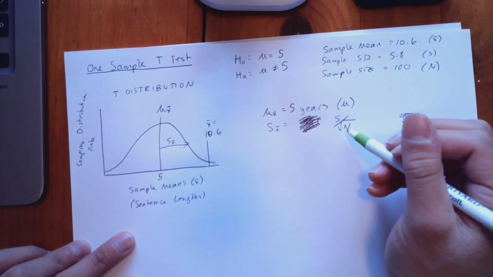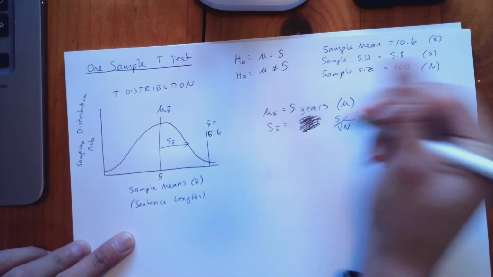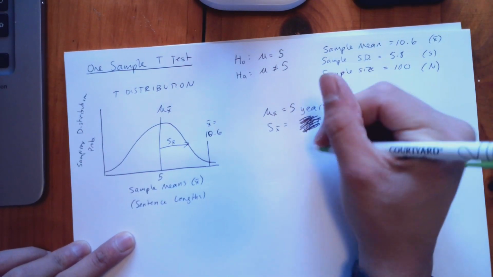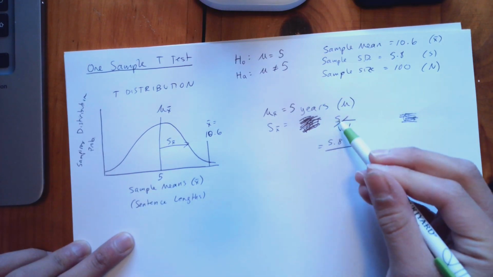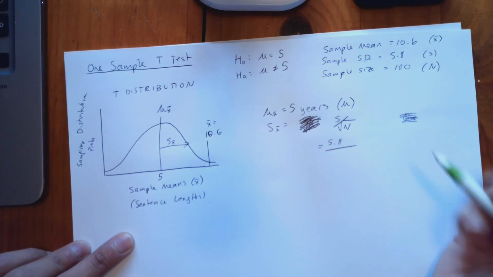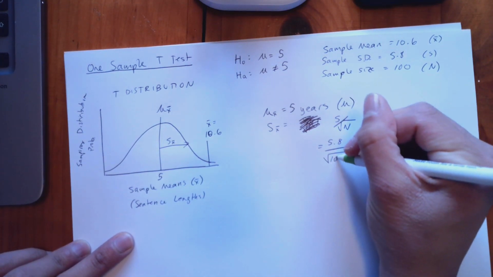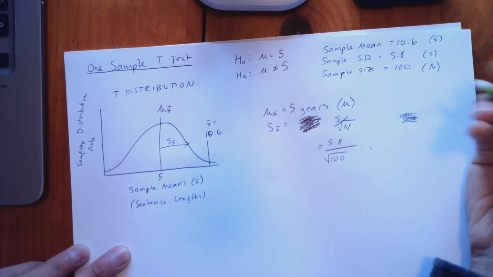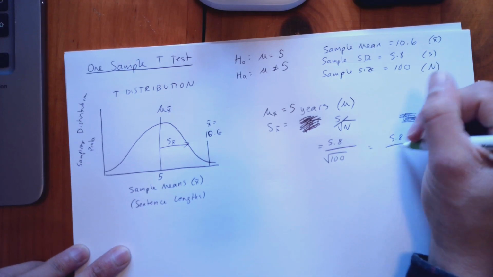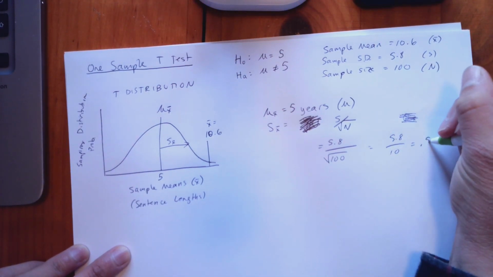So our standard error is going to be given by this formula. We're going to plug in 5.8 for the numerator, the sample standard deviation, and we're going to plug in the square root of 100 here for the square root of n. If you do this math out, you get 5.8 over 10, and that gives you 0.58.